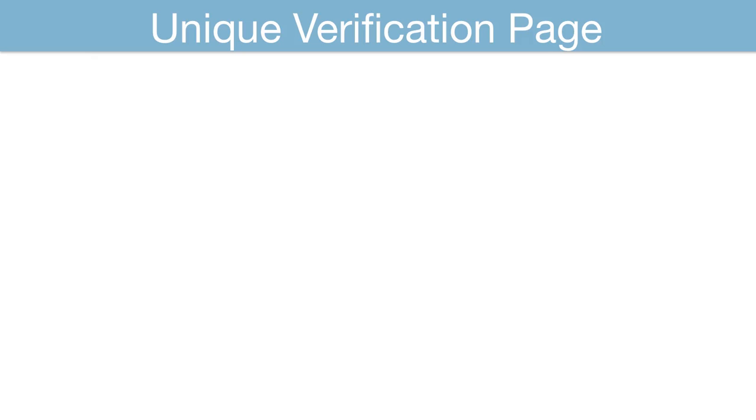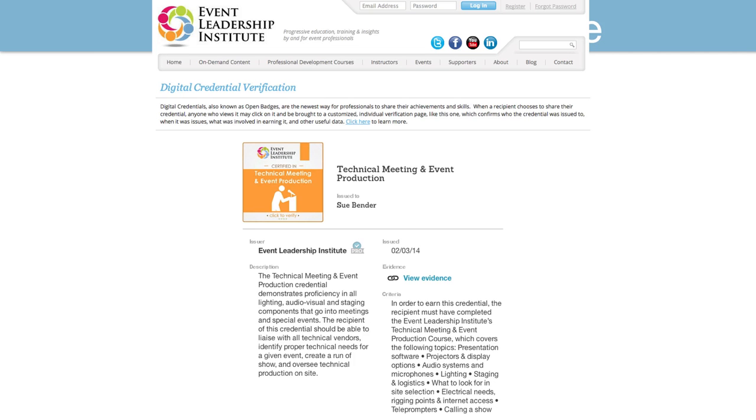At the heart of the whole digital credential process is what we call a unique verification page. Anytime someone clicks on your digital credential, whether it's a link or an image of the credential, they're brought to a unique verification page on the Event Leadership Institute's site, which looks like this. It'll vary based on what your credential is, but it has a number of key components.